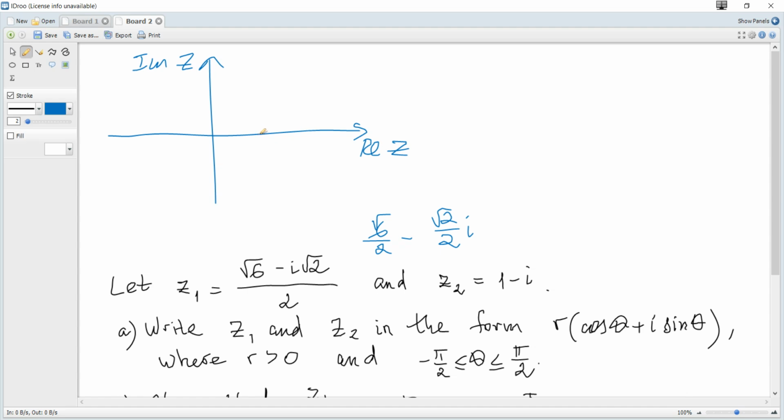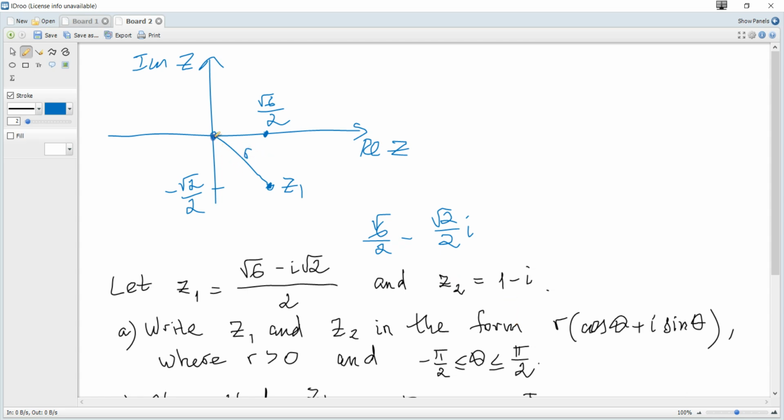We can see that the x coordinate, the real part, is a positive value, so it's somewhere here, and the y value, the imaginary part, is negative, so this complex number is somewhere here. This coordinate is root 6 over 2, and this coordinate is negative root 2 over 2, and it's z1. To convert it into modulus argument form, we need the modulus.